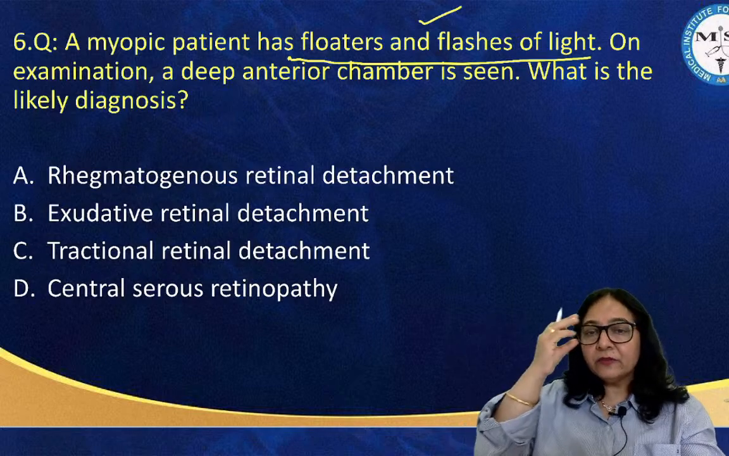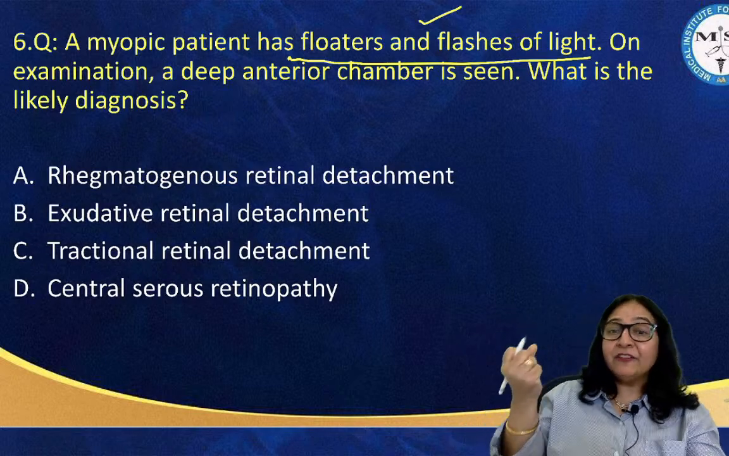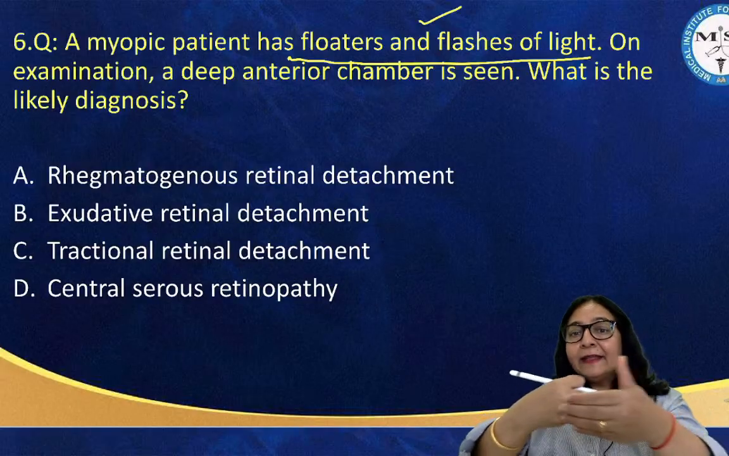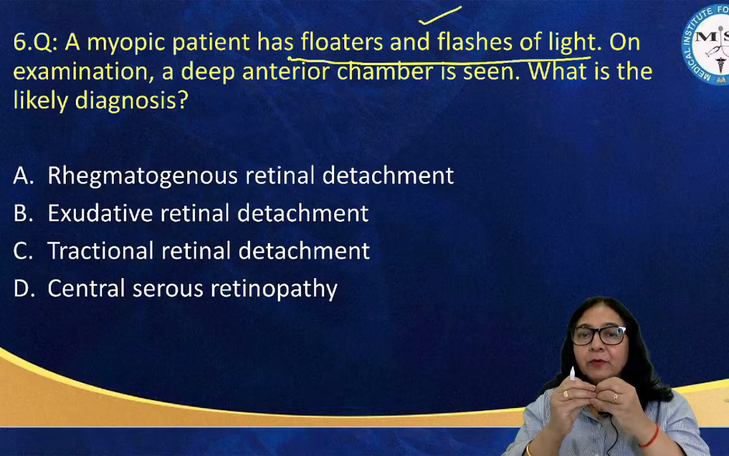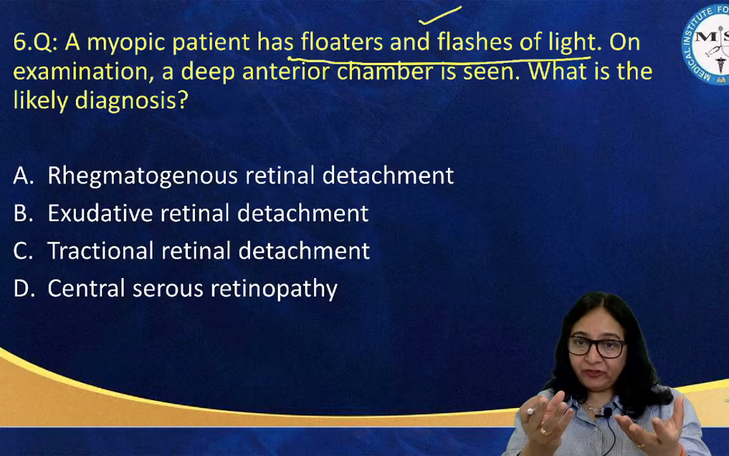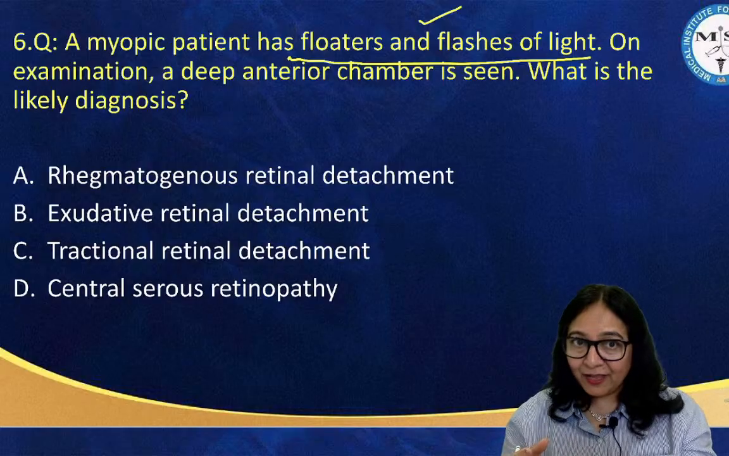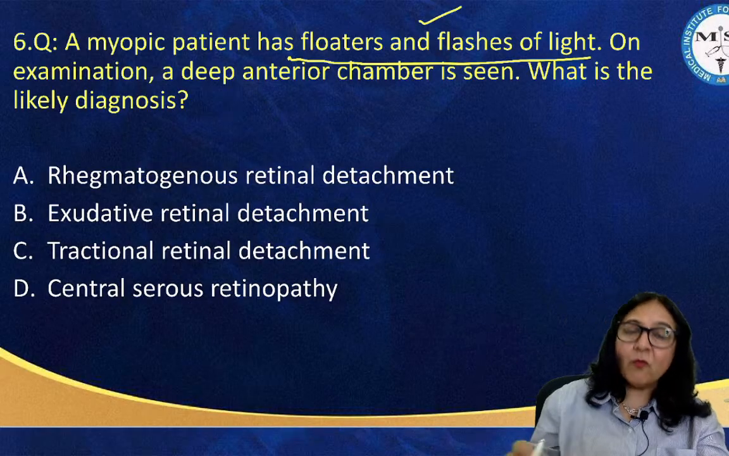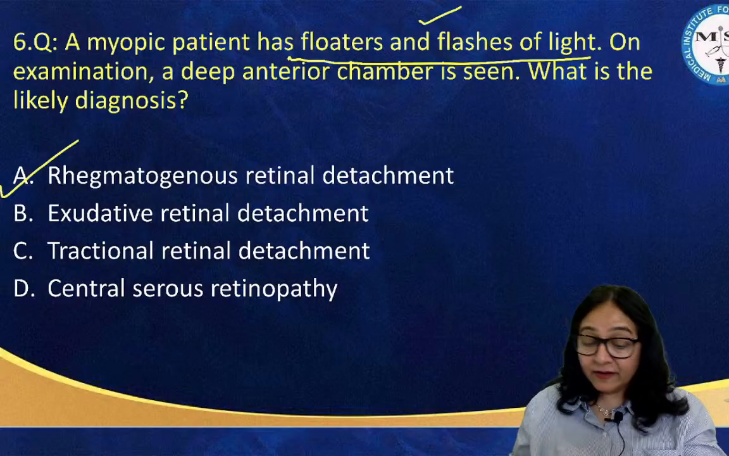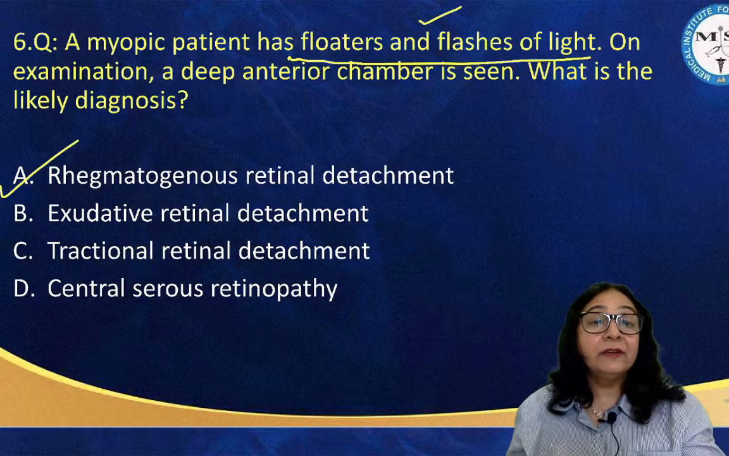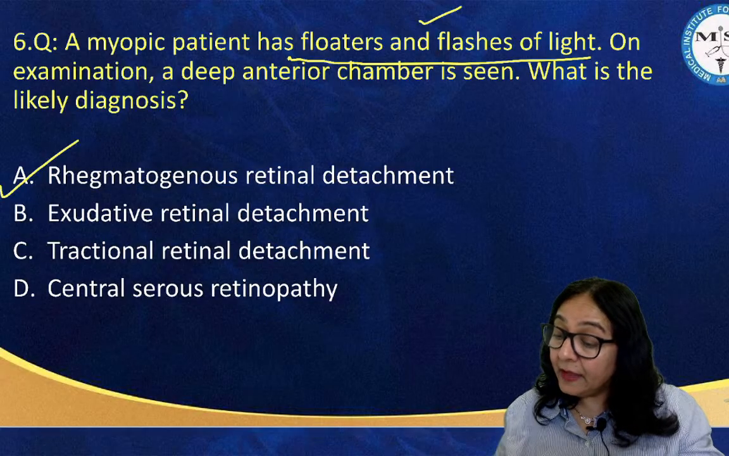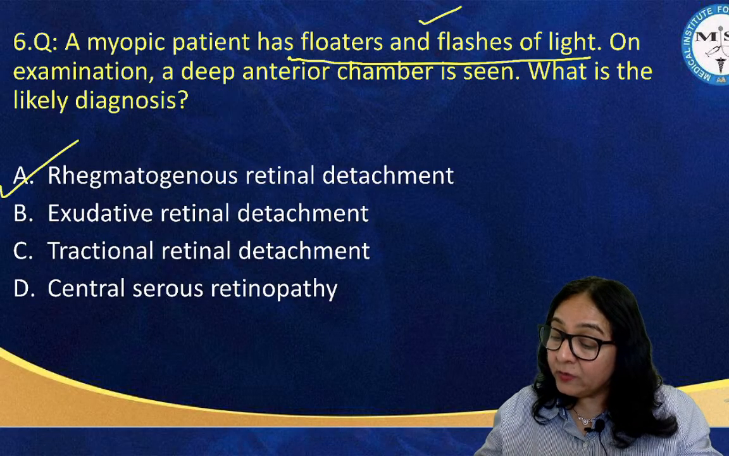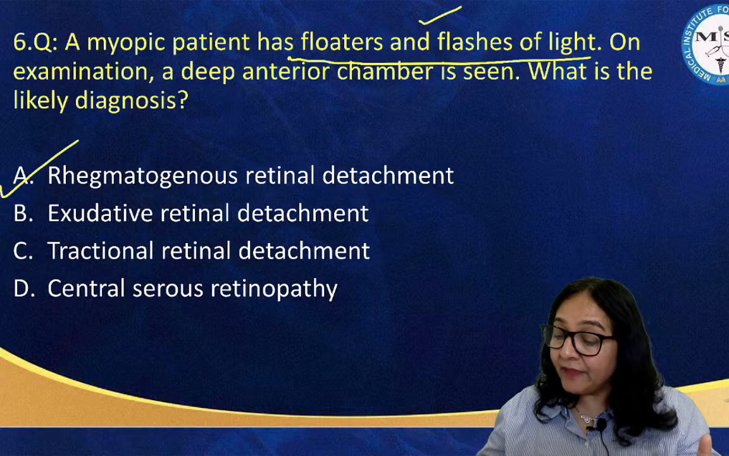floaters occur because of pigment in the vitreous. Flashes of light occur when the retina is being pulled. So what will happen if the retina is being pulled? There will be a break formation, a retinal hole formation. Once the retinal hole formation is there, there are chances of development of rhegmatogenous retinal detachment. Okay? Acute congestive, Dr. Madan, if both were written, then the answer would be acute congestive glaucoma.